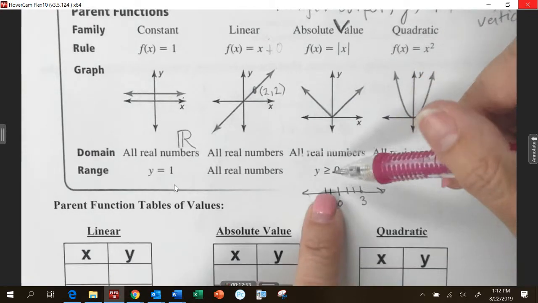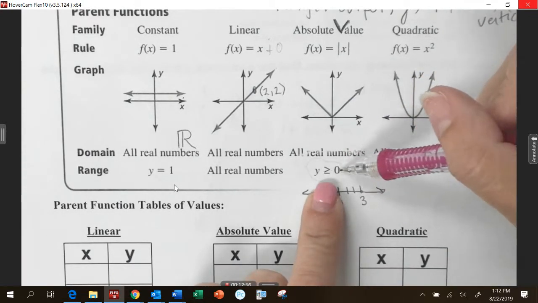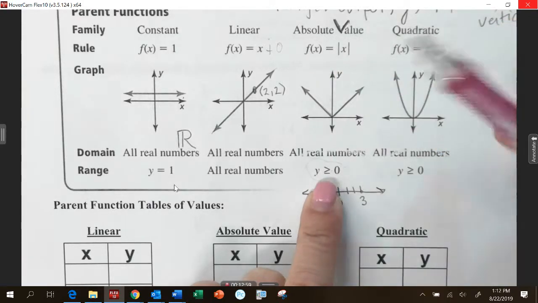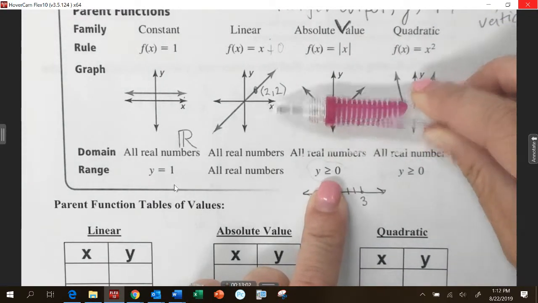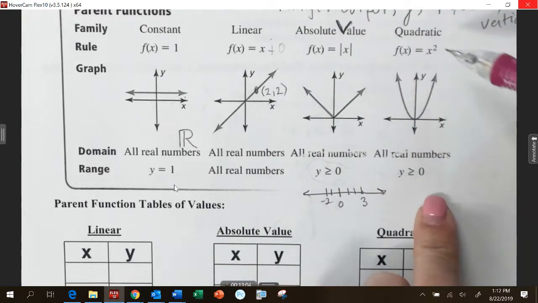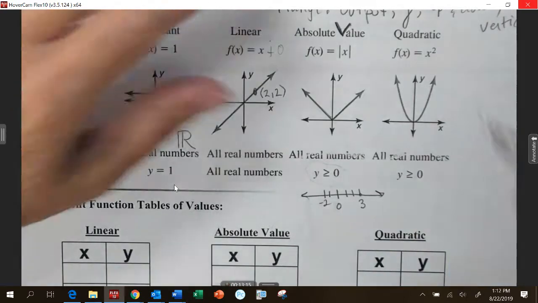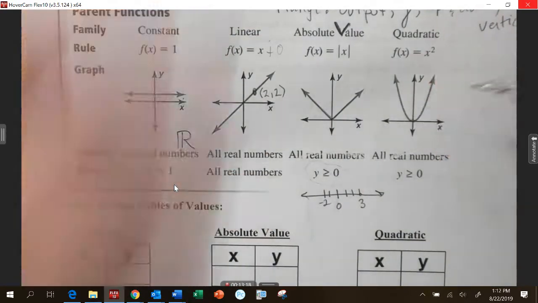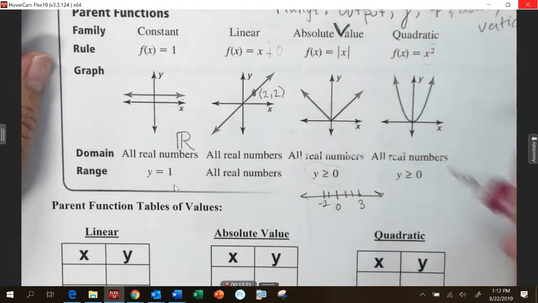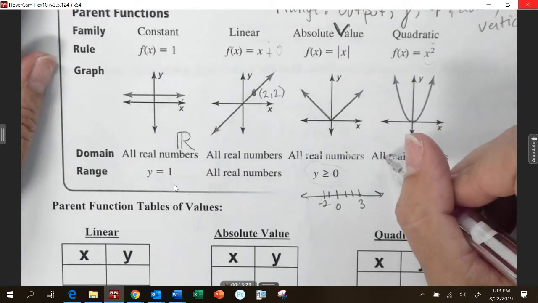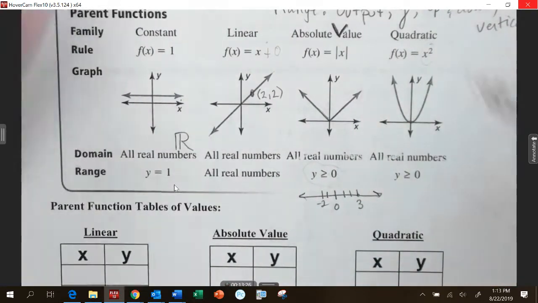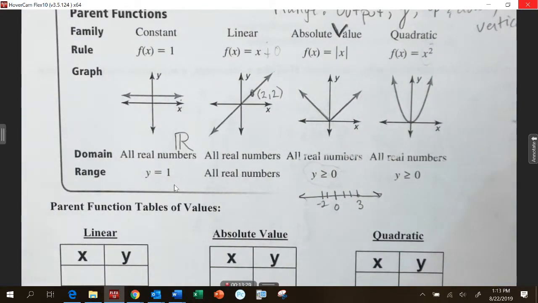For this, the range we write as y is greater than or equal to 0, because the y values start at 0, that's the lowest point, and they go above. Then the last is quadratic, and did you do U-shapes in Algebra 1? Parabola. So we're going to do a ton of that in here. So our parabola equation is y equals x squared. The domain, the x's that you can put into the equation, are all real numbers, but when you square anything, it turns positive. So it's either 0 or above. Y is greater than or equal to 0.